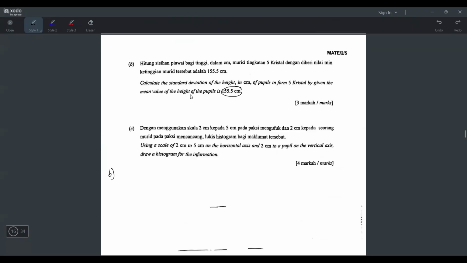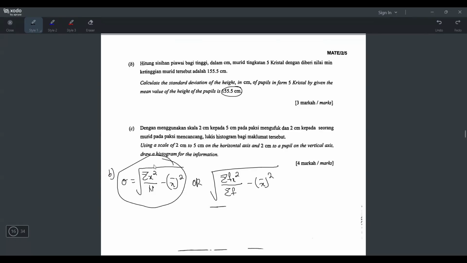So they want to find standard deviation. So I will write down the formula for standard deviation, right? The standard deviation formula looks like this: square root of sum of x squared divided by n, minus mean squared. But there is also another version of the formula, which looks like this: sum of fx squared divided by the sum of f, minus mean squared, right?